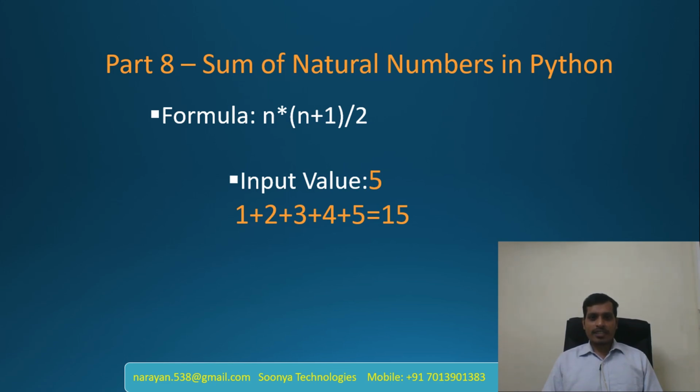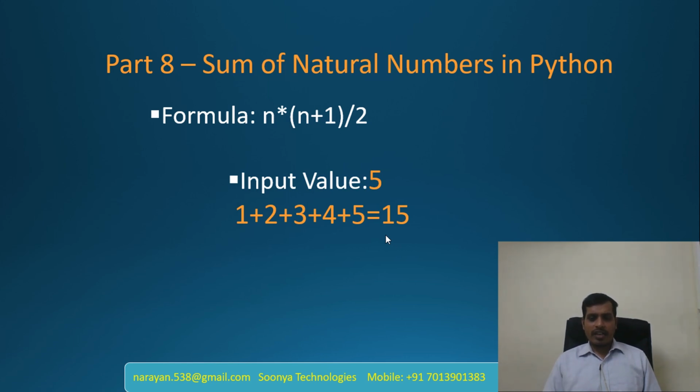Today I am going to discuss the sum of natural numbers in Python. The formula to calculate the sum of natural numbers is n * (n + 1) / 2. For example, if you provide input as 5, we need to calculate 1 + 2 + 3 + 4 + 5 = 15. We'll discuss this logic in three variants: one is a for loop, second is a while loop, third is using the formula.